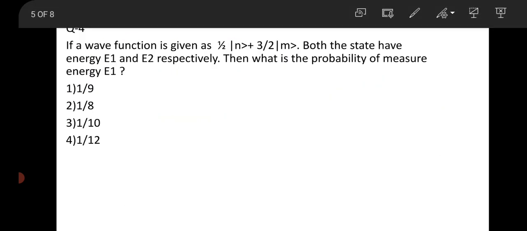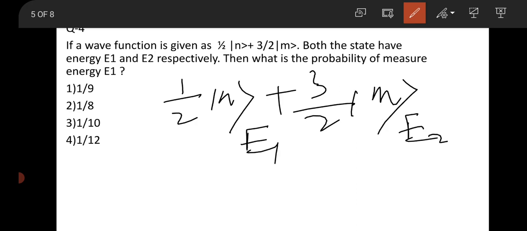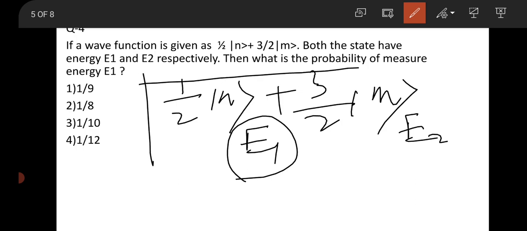The next question is one of the important questions from quantum mechanics. The question is like this: the wave function is given as 1 by 2 n state plus 3 by 2 m state, with the n state having energy E1 and the m state having energy E2. What is the probability of measuring the energy state E1? First of all, in order to solve this question, we have to know whether the given wave function is normalized or not.